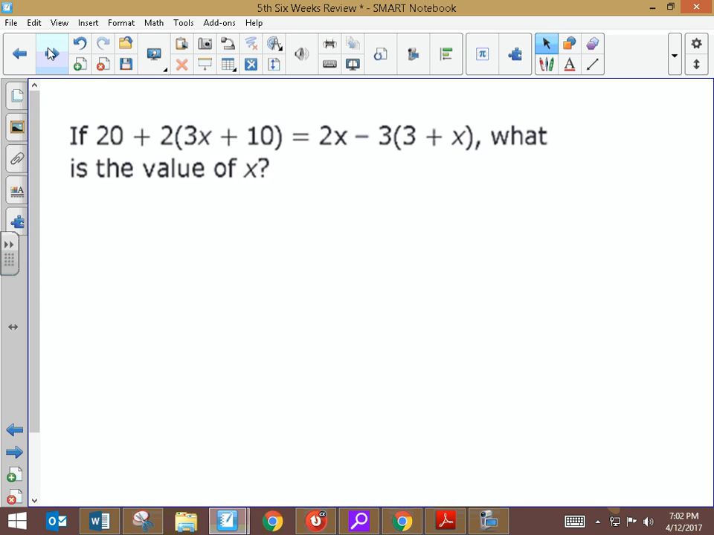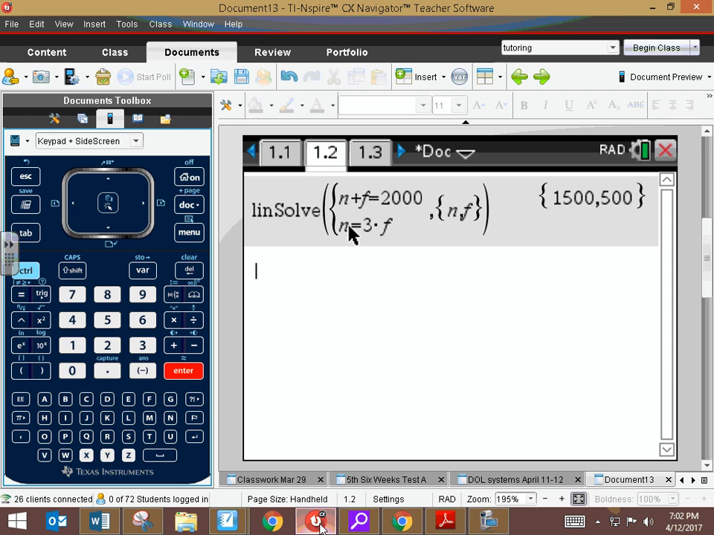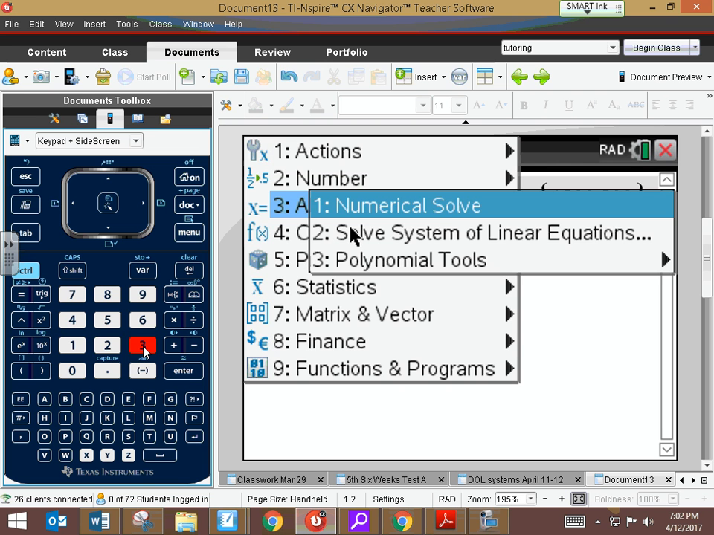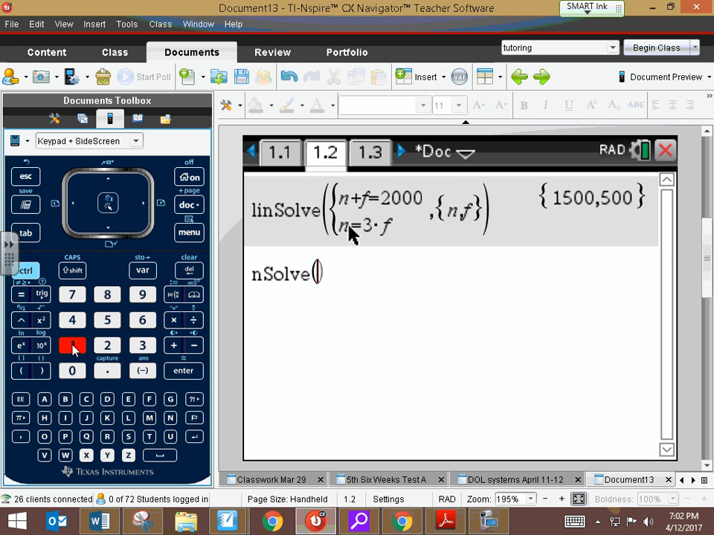So let's go ahead and get this in the calculator. Let's get a calculator up here. All right. Actually, since I'm already on the calculator page, I can just go ahead and use my LinSolve command. Let's see if I can find this. Yeah. All I have to do is go to menu 3, 1, and we can just type the equation.